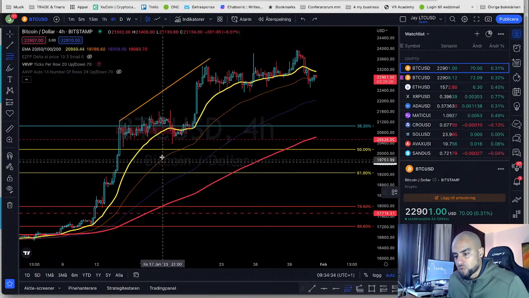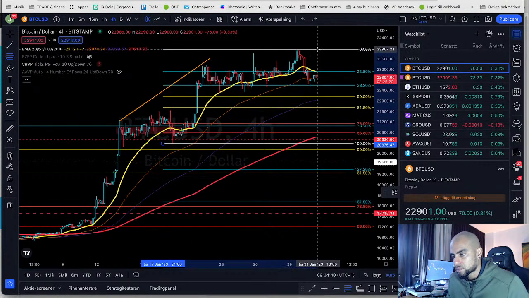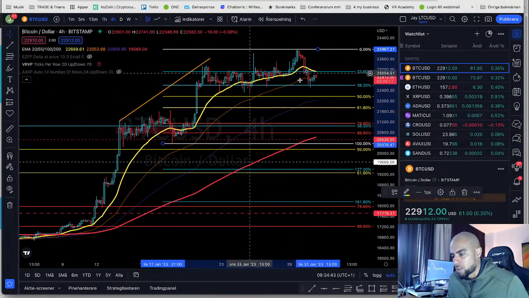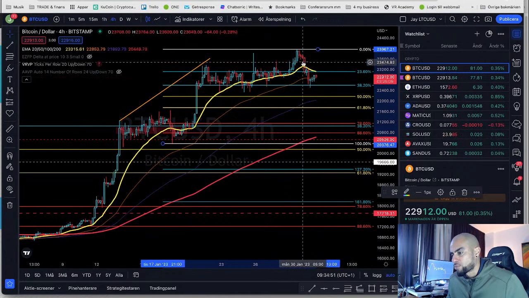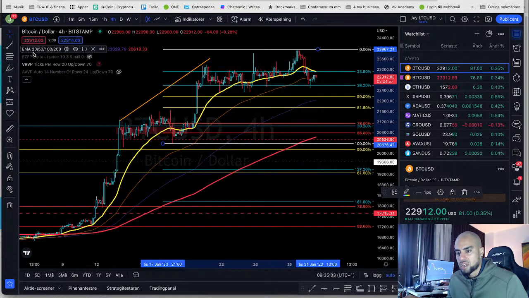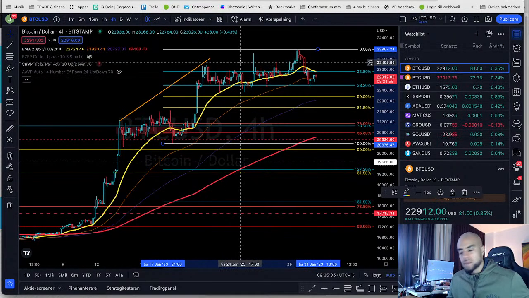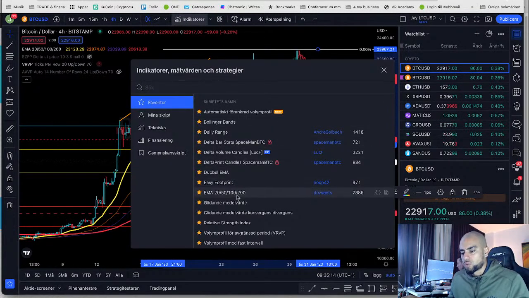Now, let's pull Fibonacci from this bottom to this top to see what's going on. Doing that, we see that the market is stuck between the 23.6 and the 38.2 retracement. And the 23.6 that the market broke through previously is now acting as resistance confluent with the 20-day EMA. This yellow line is the 20-day EMA. This is the indicator if you want to use it: EMA 20, 50, 100, 200. If you want to know how to find the indicators, you go into this tab here, indicators, and then you just search. So this is the one that I'm using now.